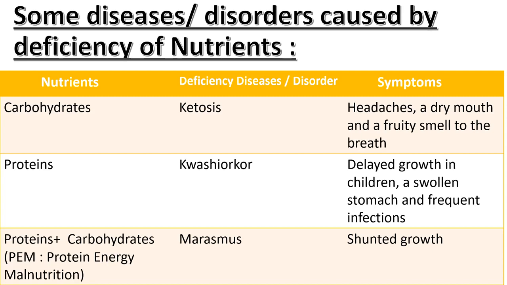If a person lacks both proteins as well as carbohydrates in his diet, which is commonly known as PEM, it stands for protein energy malnutrition, then there are high chances that he may suffer from marasmus. In this disorder, that person has stunted growth.